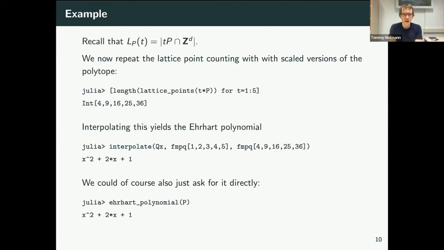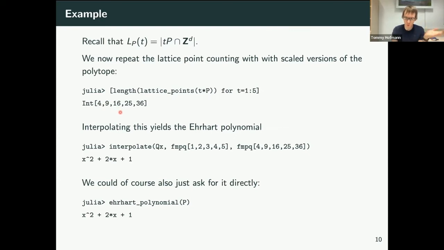Now let's compute the Ehrhart polynomial. Let's do it first by hand. So recall that we have to count the points after scaling P. So what we do is we form this list. We scale P by t for t in 1 to 5 in this interval, take the lattice points and take the length, meaning counting the lattice points. And then it's not surprising, we get these square numbers, 4, 9, 16, etc.